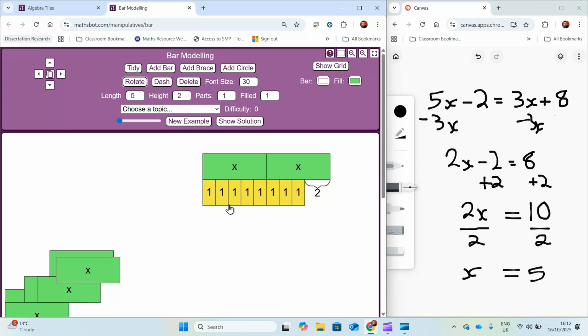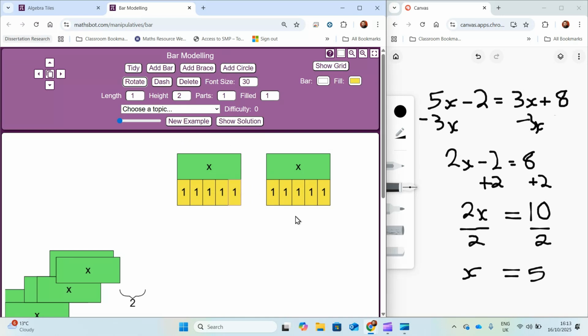And of course, what I've done is remove 3x's from the top line and the bottom line, and I'm left with that equation that 2x and 8 have a difference of 2. So 2x minus 2 is 8. Then if I replace this brace with 2 more of these 1s, so I add 2 into the picture, I now have that equality that 2x equals 10. And then, of course, I can split that into 2 equal but separate bar models, and that shows me that each x is equal to 5.